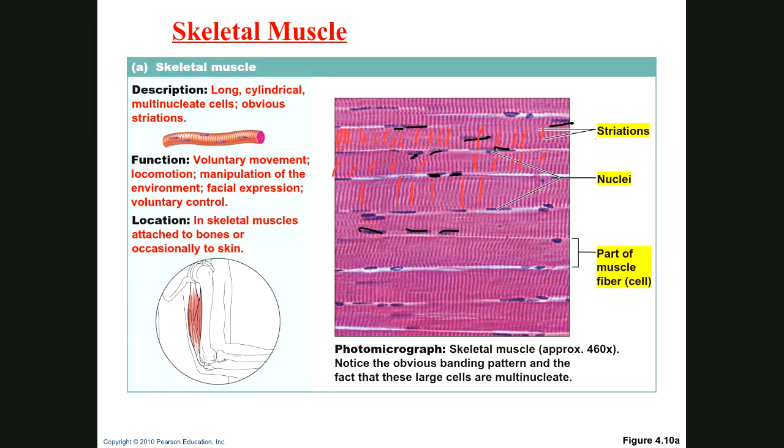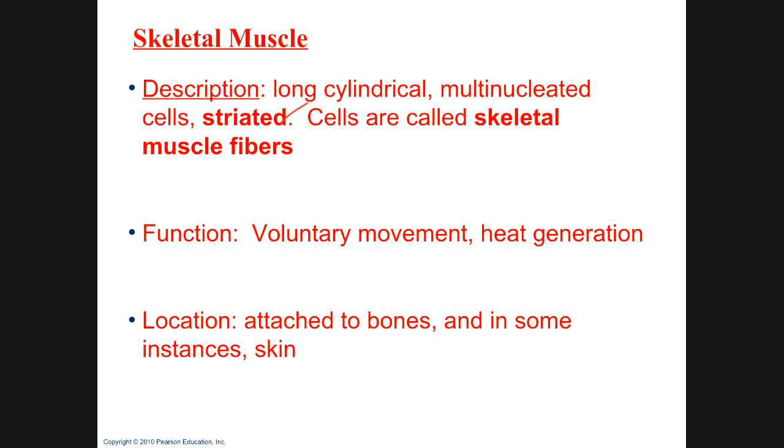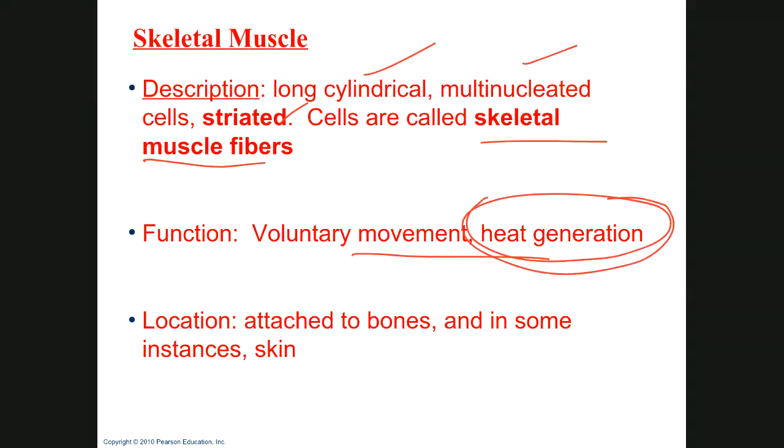The location where it's found is attached to bone and skin. And so skeletal muscle is striated, multinucleated, huge cylindrical cells, and the skeletal muscle fibers is the name of the cells. Function is movement, also generation of heat right there. So when we talked about hypothermia, low body temperature, the organ that helps the body increase the temperature will be a skeletal muscle, which will begin to shake to try to create heat. The movement is going to be voluntary, and it's found attached to bones and in some instances skin.